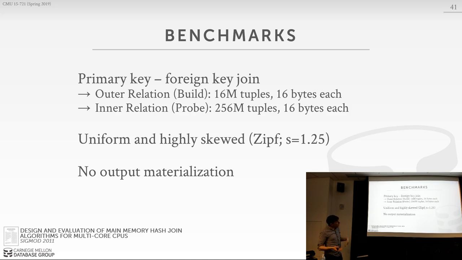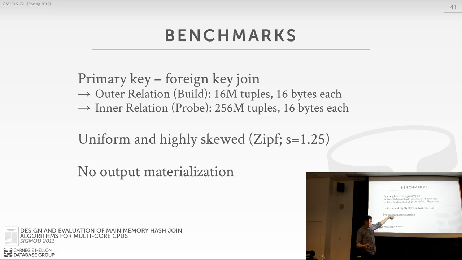This is an older paper now, but I think the results are still valid, and they're running on older hardware, but that hardware still looks like the hardware we have today. It's just that we have larger caches and more cores. But at a high level, it's still a NUMA architecture. In the outer relation, they're going to do 16 million tuples, 16 bytes each, and build a hash table on that, and then the probe phase is 256 million tuples, 16 bytes each, and they're going to have both a skewed and unskewed version of this.